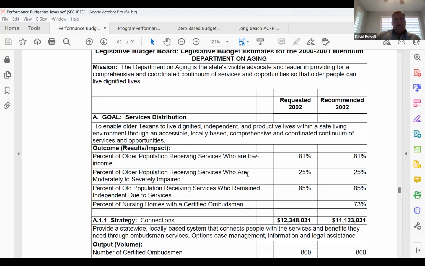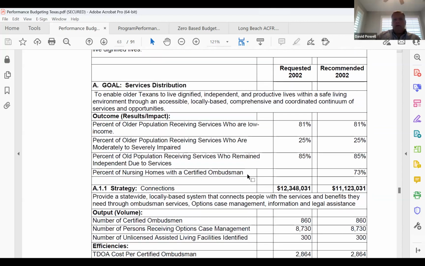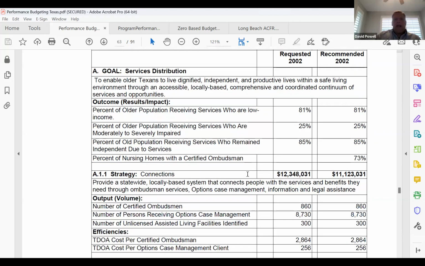We will try to achieve those things through several different strategies. So you see here is strategy A11, connections. And you'll see the amount of money that is requested and then the amount of money that's actually being recommended by the Legislative Budget Board. To provide a statewide, locally based system that connects people with the services and benefits they need through ombudsman services.